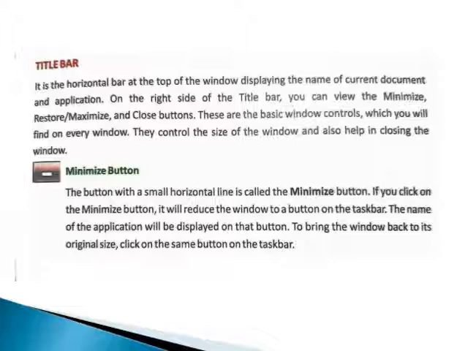Minimize button. The button with a small horizontal line is called the minimize button. If you click on the minimize button, it will reduce the window to a button on the taskbar. The name of the application will be displayed on that button. To bring the window back to its original size, click on the same button on the taskbar.